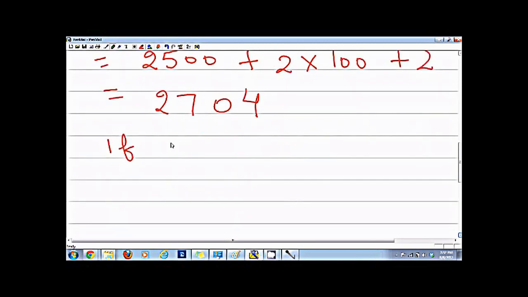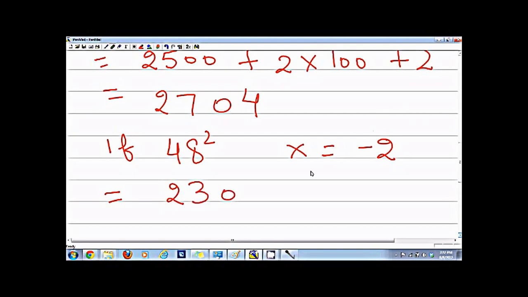And similarly, if we have 48 square, then x is equal to minus 2, and then instead of adding 2 here, we will be subtracting 2, so we'll have 23, and then square doesn't matter, it's negative or positive, so the answer will be 2304.